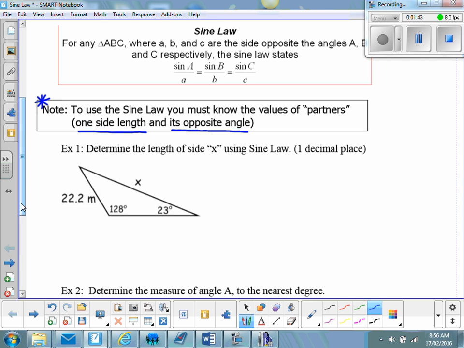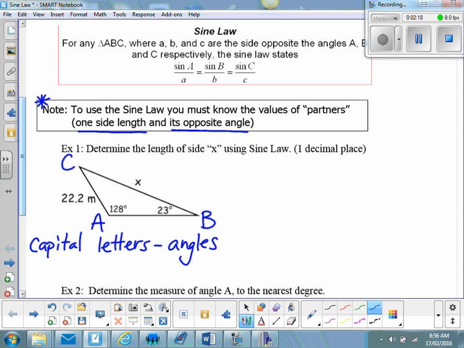So example 1 here, we're just trying to find the length of side x using the sine law. So one thing I'm going to do here is put letters in for the angles so that we can identify the different sides and angles. And when we're labeling a triangle, we use capital letters for the angles, and we use small letters for the sides.